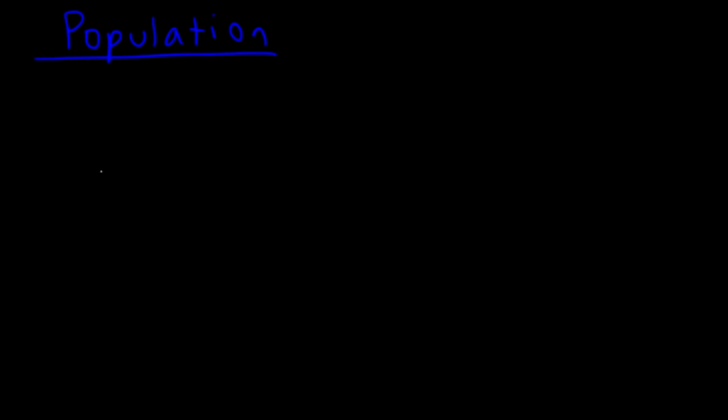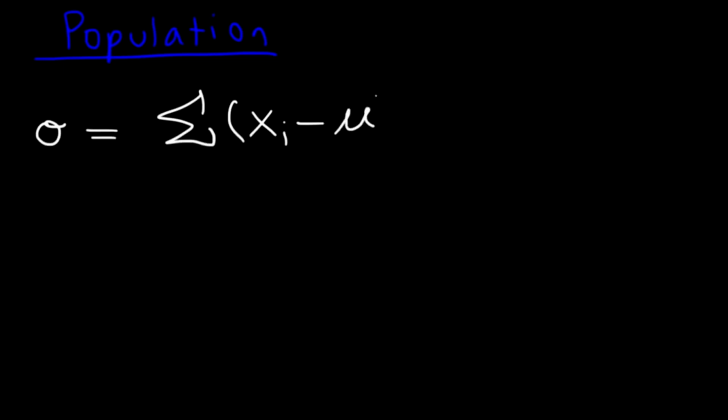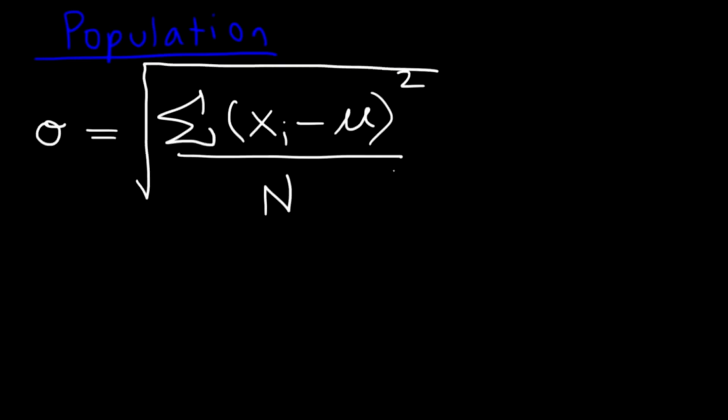Now, this formula is represented by the letter sigma. That's the standard deviation. It's equal to the sum of all the differences between every point in the data set and the population mean. The population mean is mu, which is this symbol here. And then you need to square it, divided by n, which is all of the numbers in the set. And then you got to take the square root of the whole result. So that's the population standard deviation.